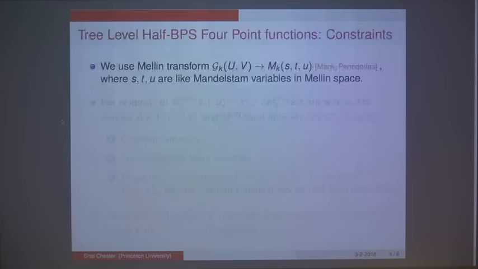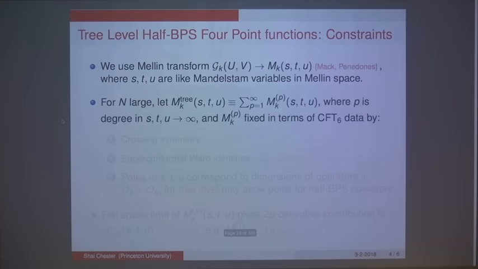So we're going to compute this by going to Mellin space. In particular, we're going to consider the Mellin transform, which we denote as M_k, which is now a function of s, t and u, which are like Mandelstam variables in this Mellin space. So it's kind of like a Fourier transform in a sense. In a large N expansion, we can choose to write this Mellin transform of the tree-level terms in terms of M_{k,p}, where p denotes the degree of the Mellin amplitude when s, t and u are large.